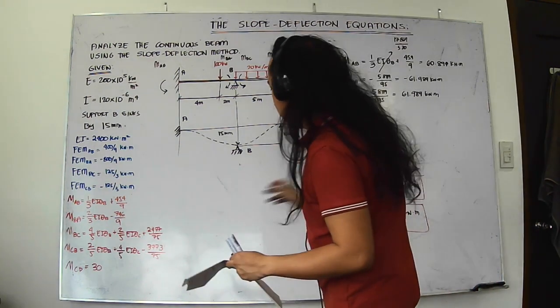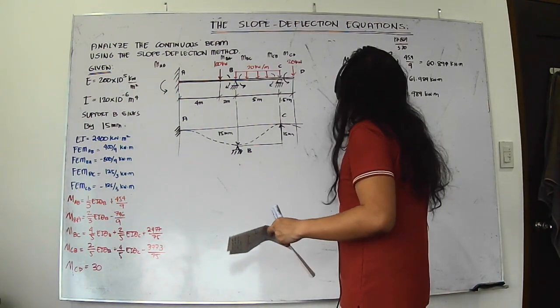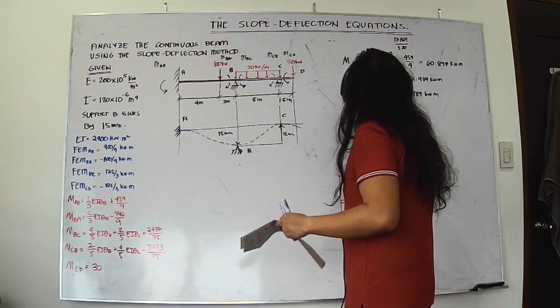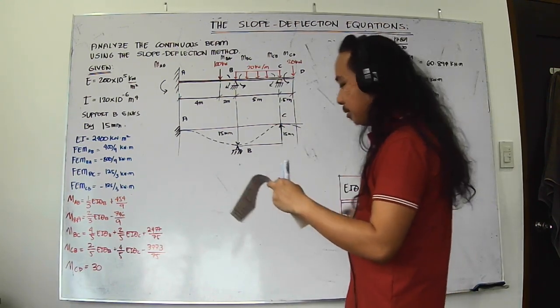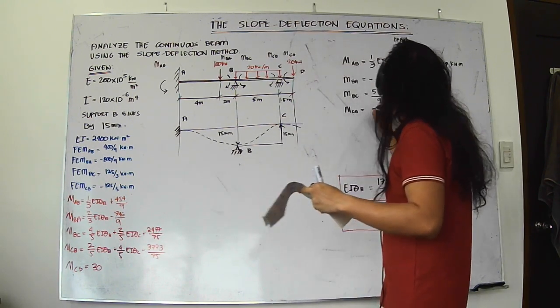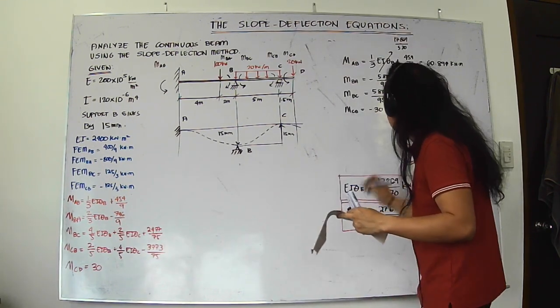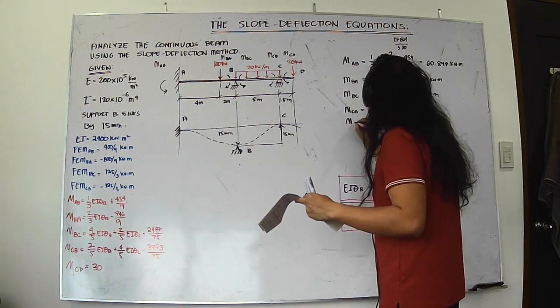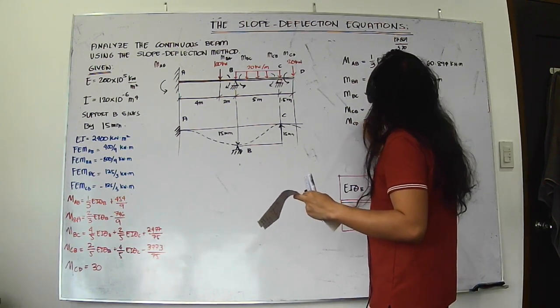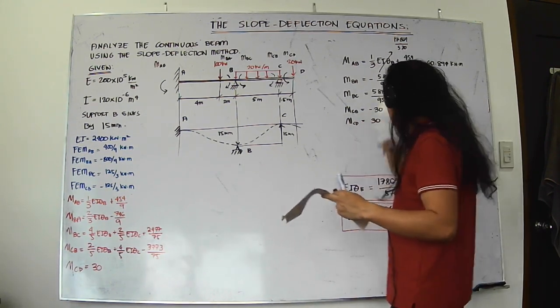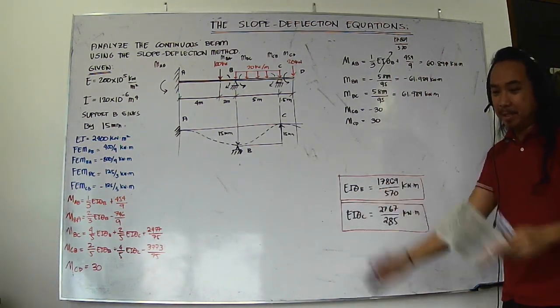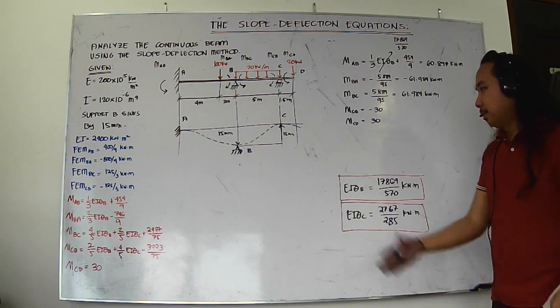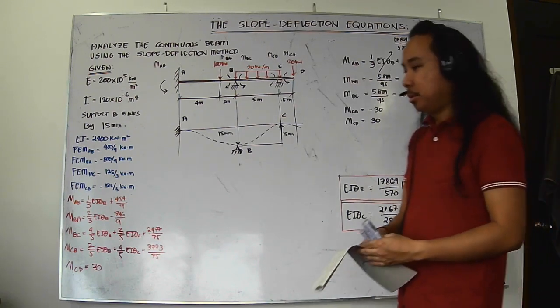Now, MCB should be equal to, substitute it here, negative 30. MCD here should be equal to 30. That is our style in slope deflections.